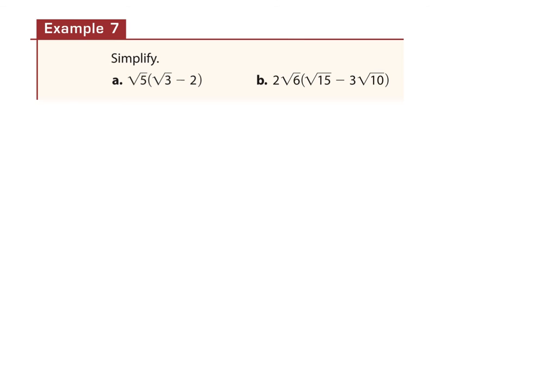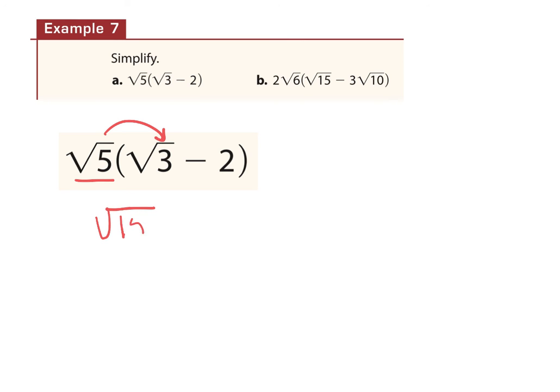So let's look at this first one here. All right, we're going to take this one. I am distributing a square root of 5 through. Square root of 5 times the square root of 3. I'm just going to multiply the 5 and the 3. They're both on the inside. That is the square root of what? 15. Minus the square root of 5 times 2.